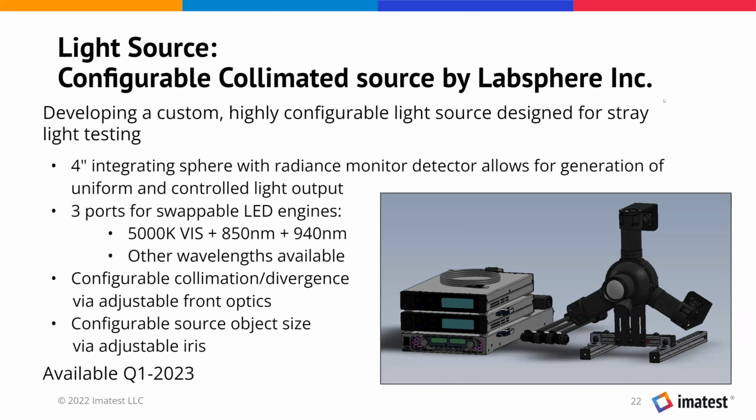It has 3 ports for swappable LED engines. These 3 protrusions off the sphere are the LED engine ports. So you could, for example, combine visible LEDs with infrared LEDs, but there are also other wavelengths available. The idea is that it's highly configurable to whatever spectrum you want to test with. It's also got adjustable optics on the front, the purpose of which is to collimate the light, but it can also produce diverging light.